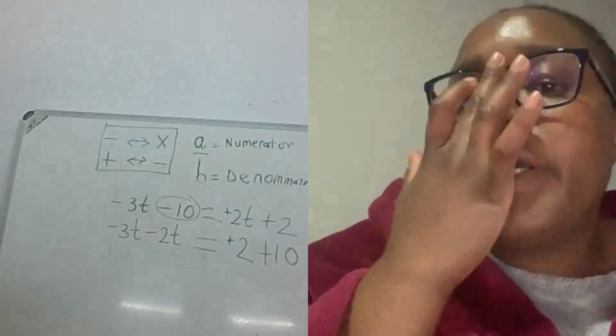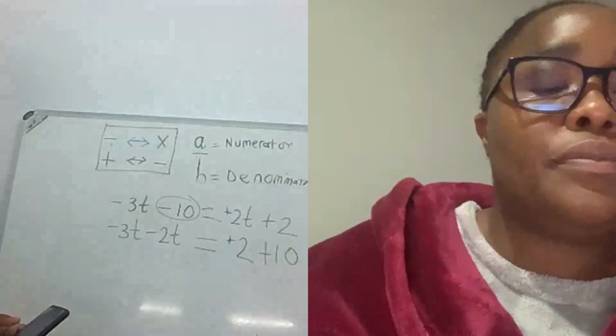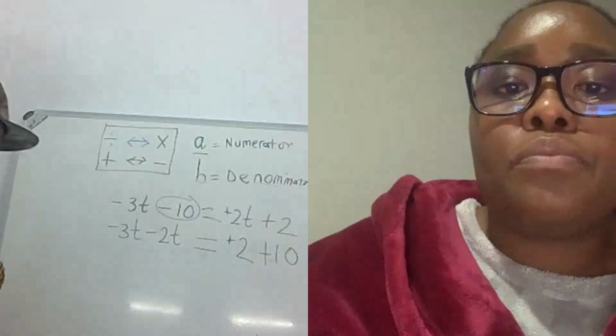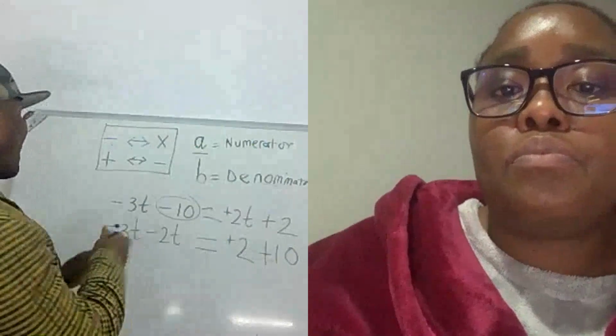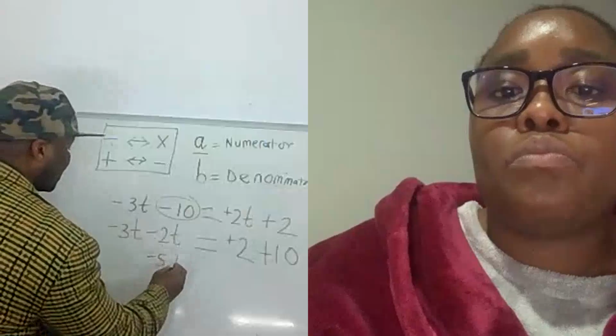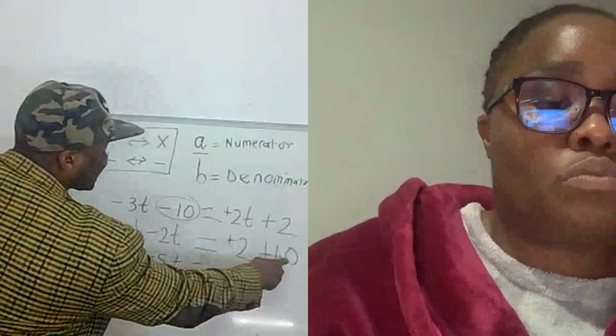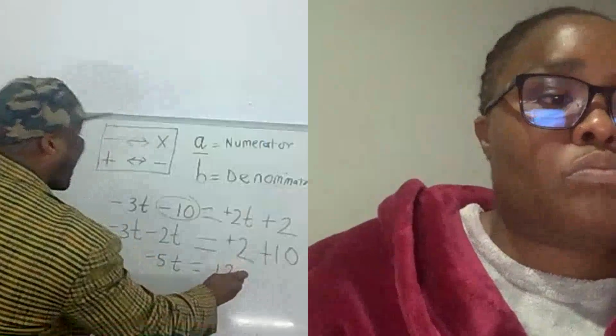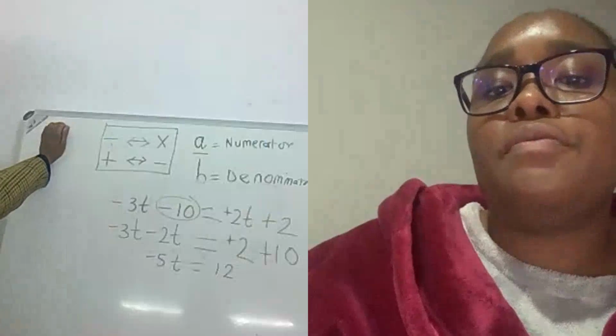So it's going to be negative 5t. Okay, negative 5t. Very good. Negative 5t equals 2 plus 10, equal to 12. How are we going to get out of t?